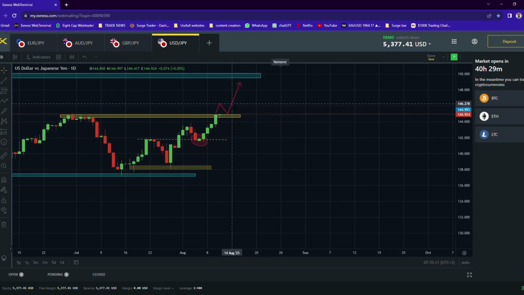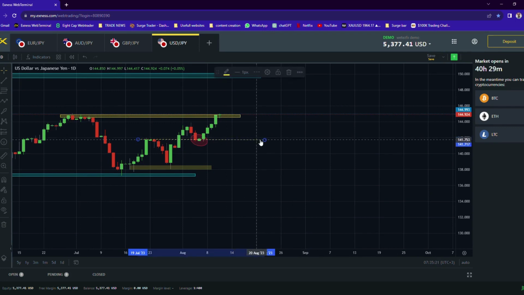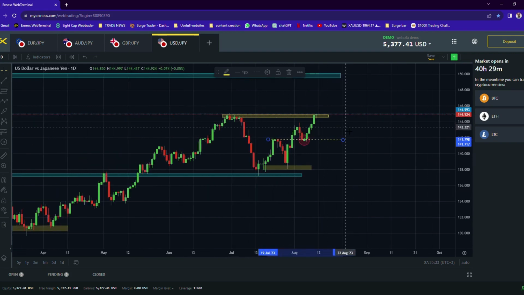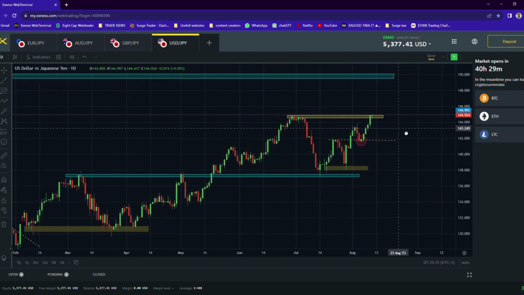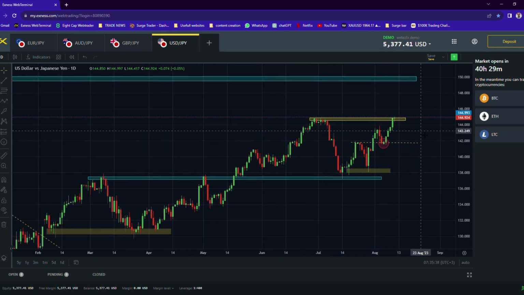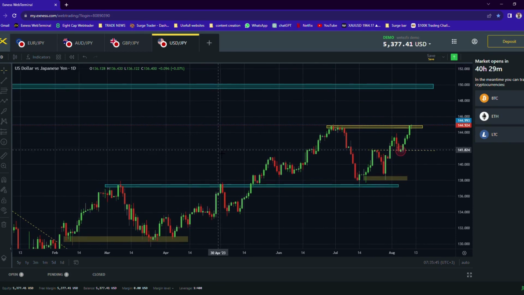And then on the flip side, if the market rejects on this zone, we'll try to target this zone around 142. If we see a rejection here, we'll wait to see how the market reacts in the beginning of the week. So that's USD JPY for now. We're going to wait and see how the market looks in the beginning of the week. But the previous week was very good with this bullish entry right there.